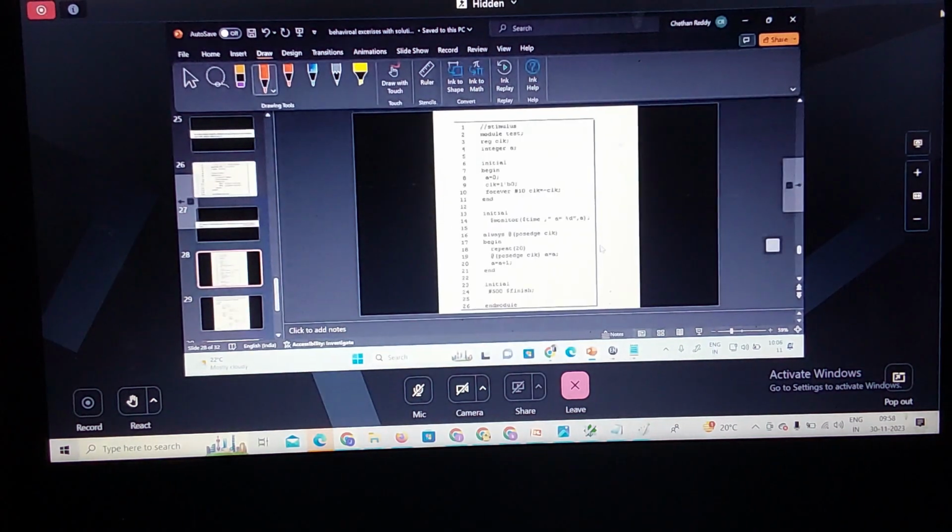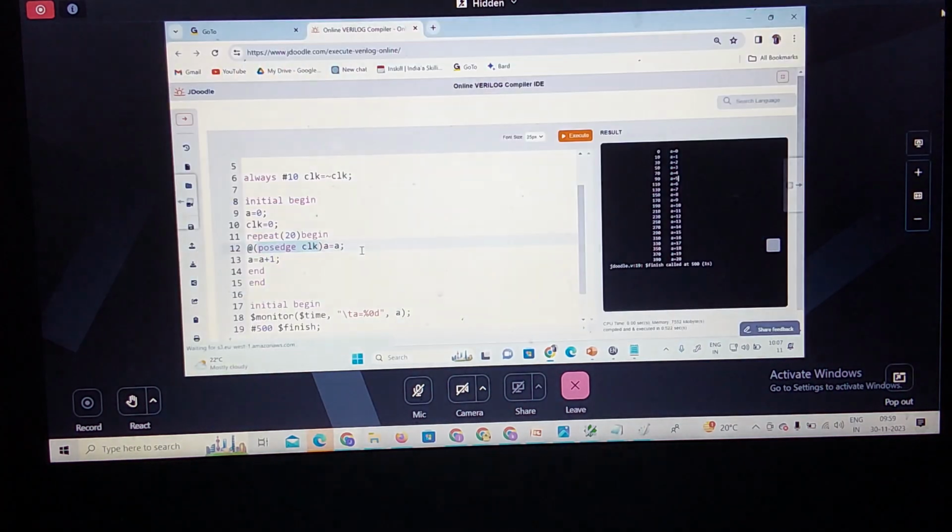So let us see this one. This is reg clock, initial begin, clock 0, where we have generated the clock using forever. So we are monitoring this. Then always at the positive edge of the clock. One mistake I have made is that I should do this in an initial begin instead of always at the positive edge. Then I can go with repeat 20 positive edge of the clock, A is equal to A plus 1, and then A is infinite.